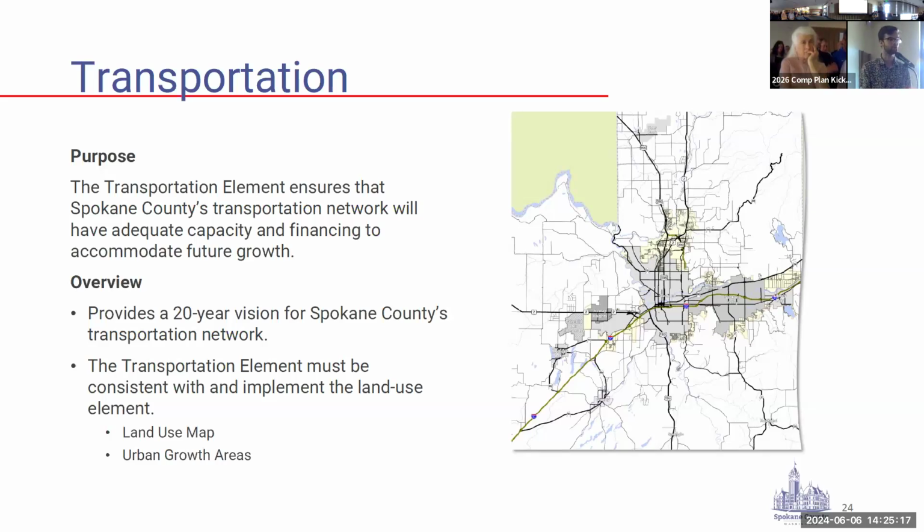And again, I think it's so important to note that the transportation element and the land use element are connected. You have to be able to prove that your transportation network can meet the needs of your updated land use map and that population without compromising your level of service standards.